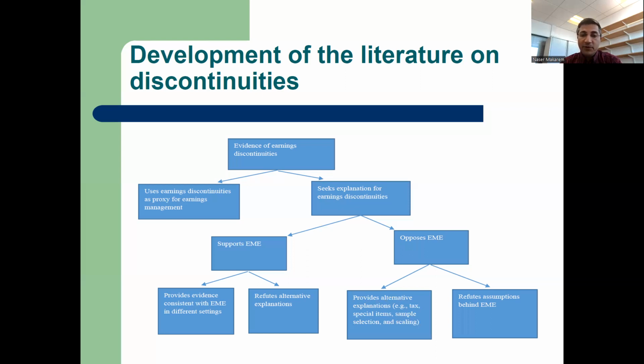And under this one, there are two distinct groups of studies. The first one is supporting the earnings management explanation, EME. How do they do that? They provide evidence consistent with the earnings management explanation in different settings, and also they try to refute alternative explanations. But there is another strand of literature opposing the earnings management explanation by providing alternative explanations like tax, special items, sample selection, and scaling. I will discuss this in this presentation later on. And also refuting assumptions behind the earnings management explanation.